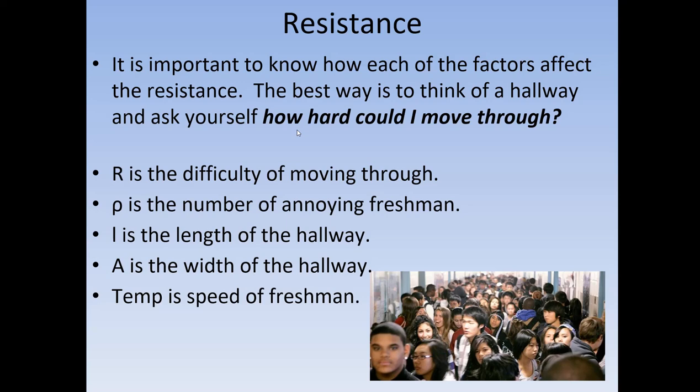Same thing with the L. If there's a stretch of hallway where there's a lot of people, then that's going to be a lot harder to get through than if the path you had to travel was only like a few feet.